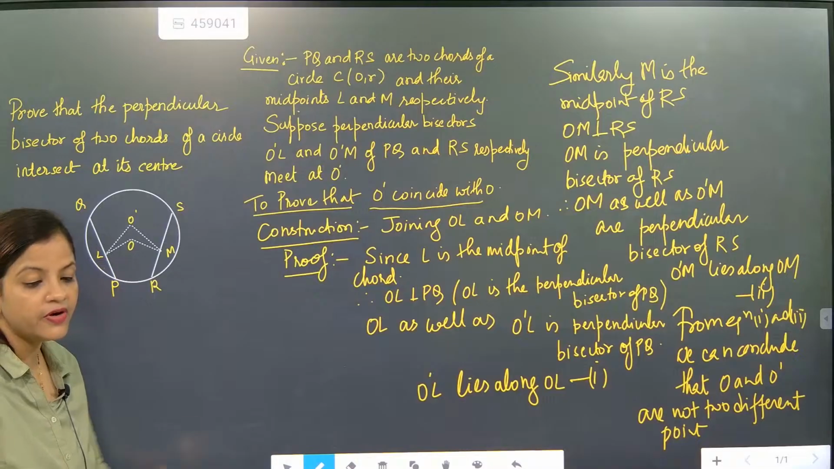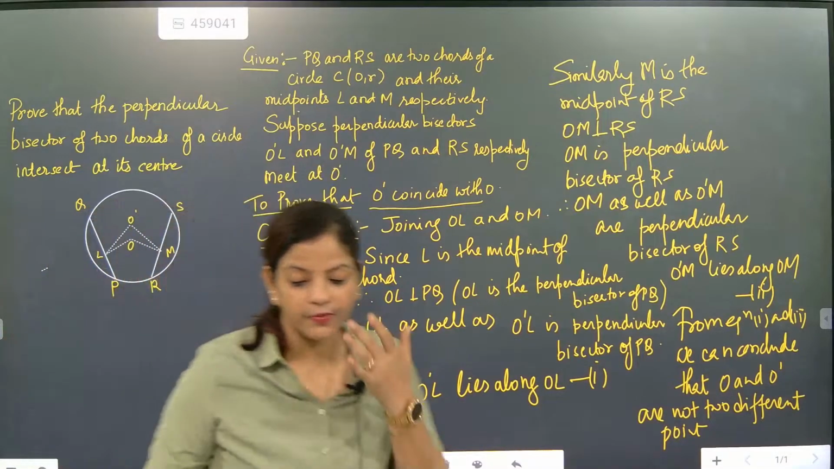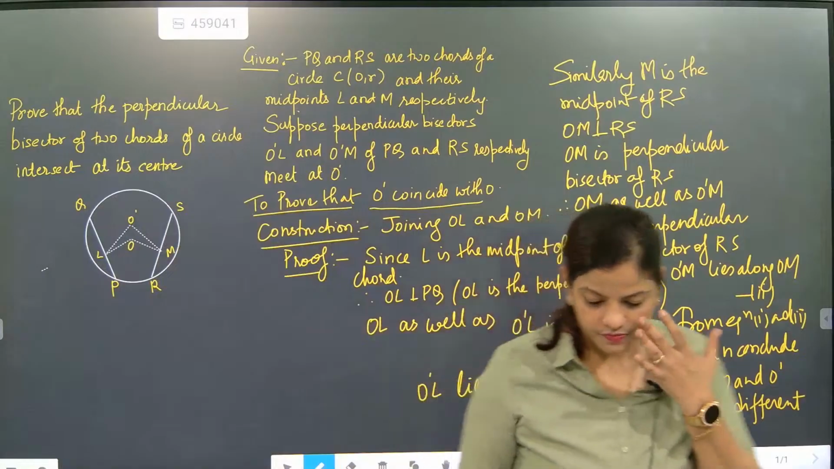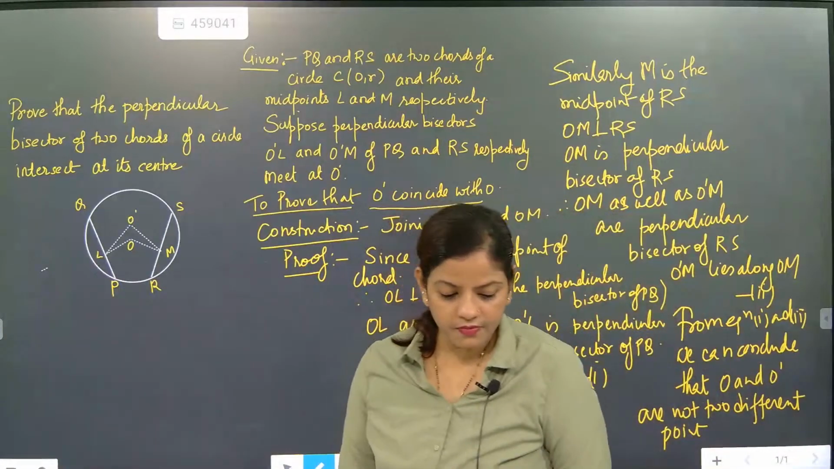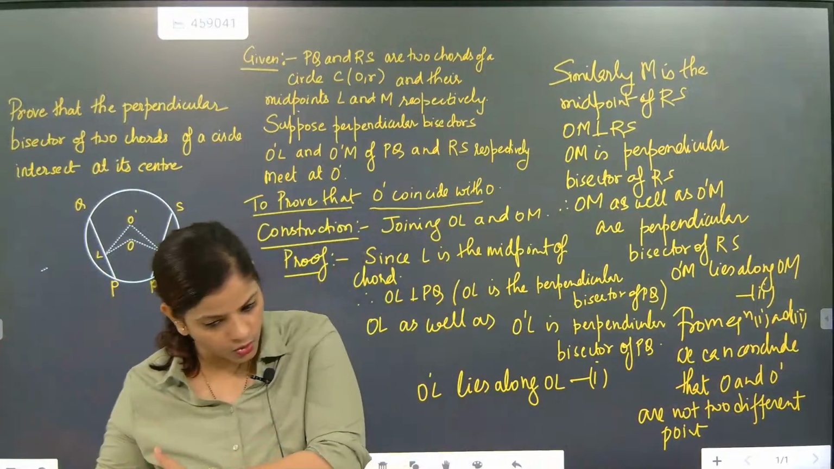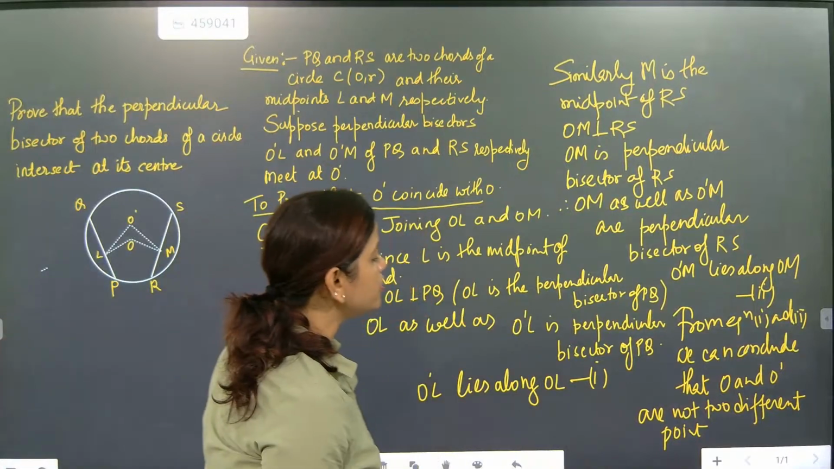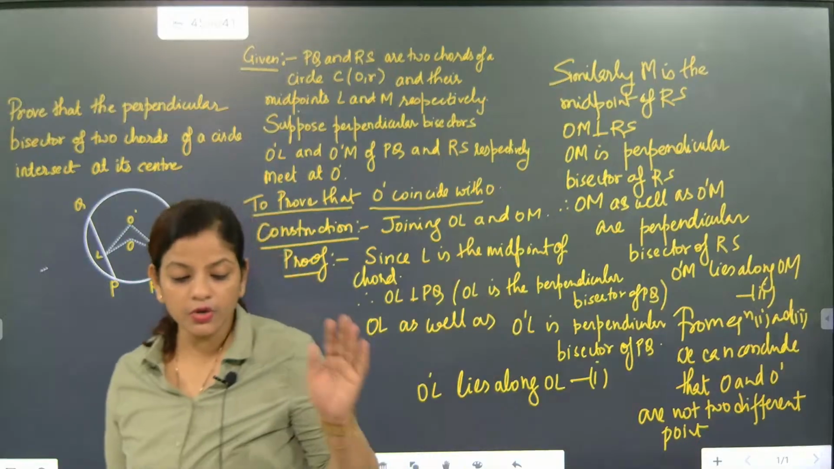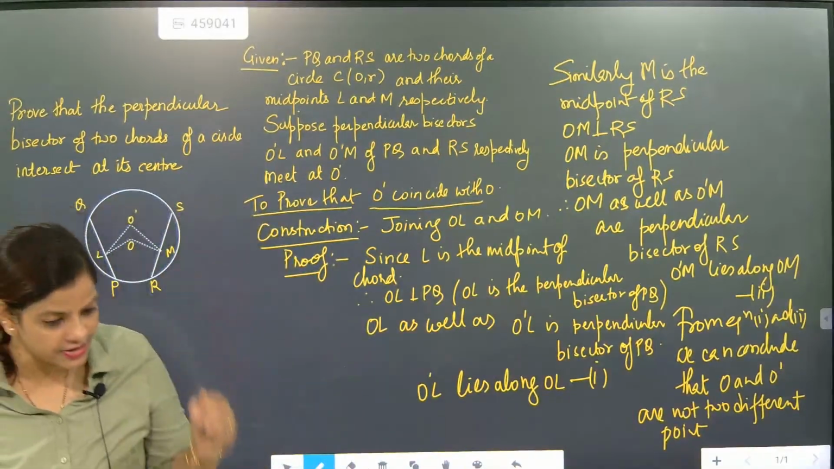I hope you have understood. O dash and O are not two different points. They will be exactly the same point. Remember this one. That means O coincides with O dash coincides with O. What is the final conclusion? O dash coincides with O. So they are not two different points. They are exactly the same point.